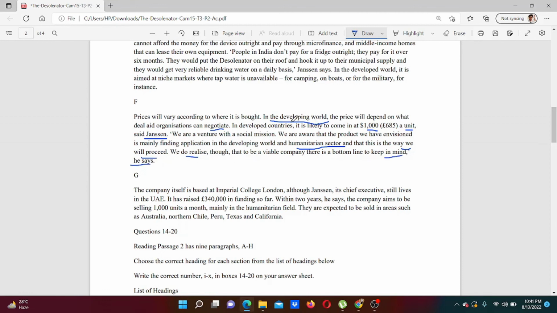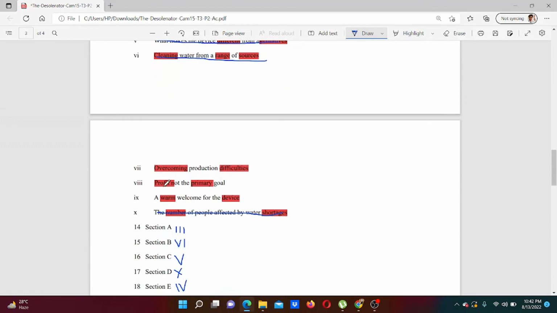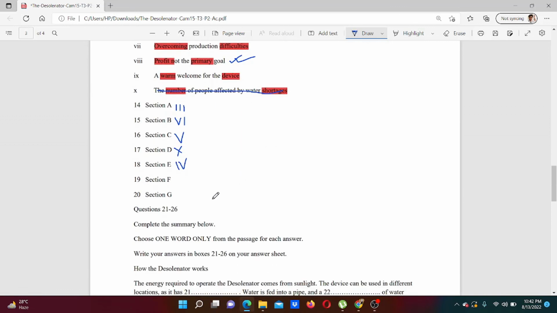Okay, so in the developing countries, they are going to negotiate the price, and in developed countries where water scarcity won't be that much of an issue, $1,000 per unit will be a fixed price. Their main application will be in the developing world and the humanitarian sector. So the price is not the main goal. Helping the developing world is their primary goal. So 'profit not the primary goal' is the correct heading for this paragraph.